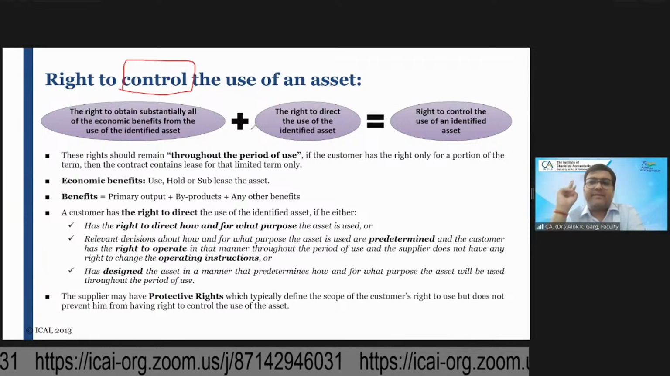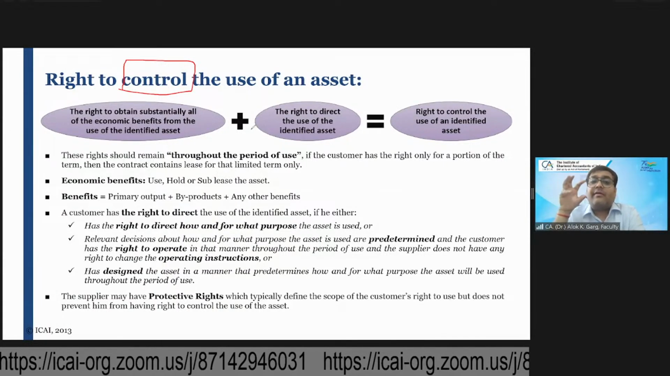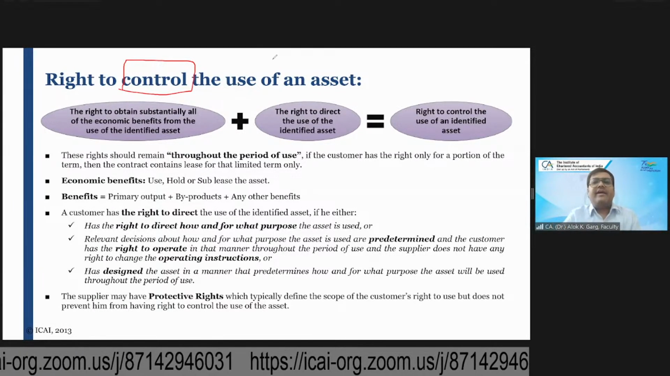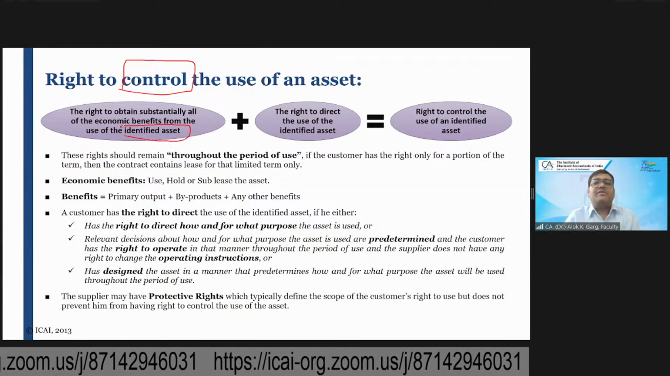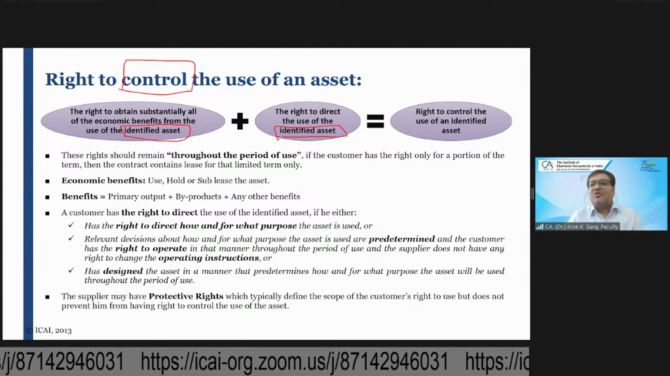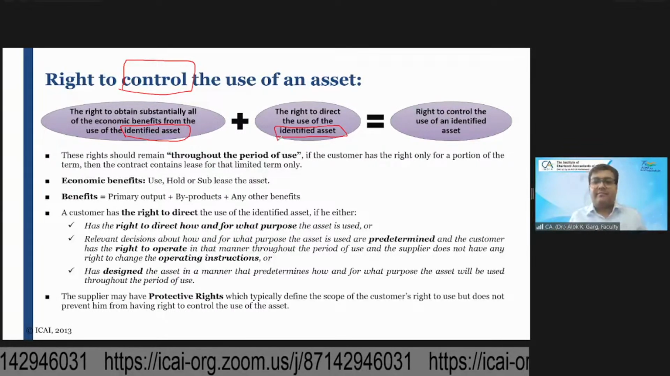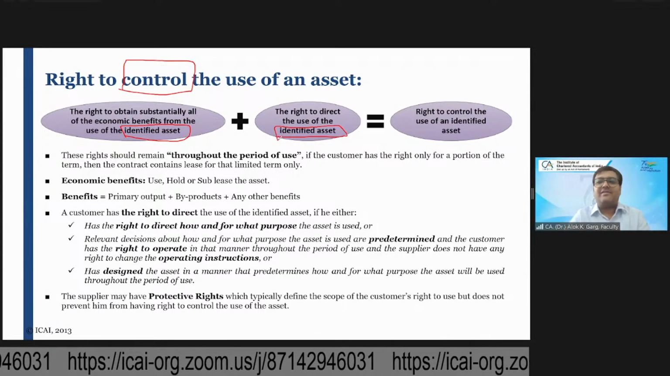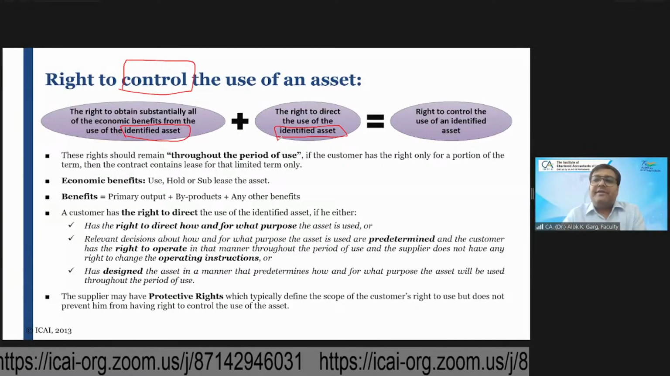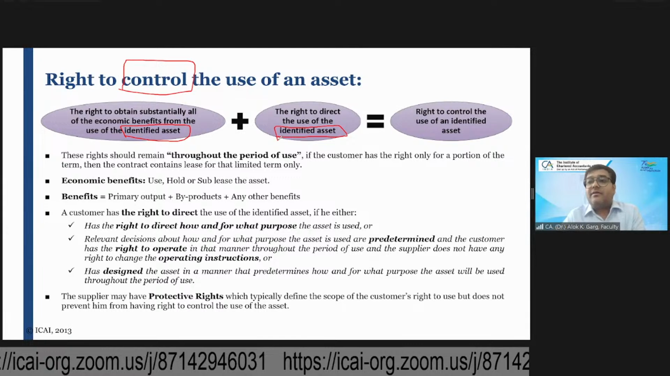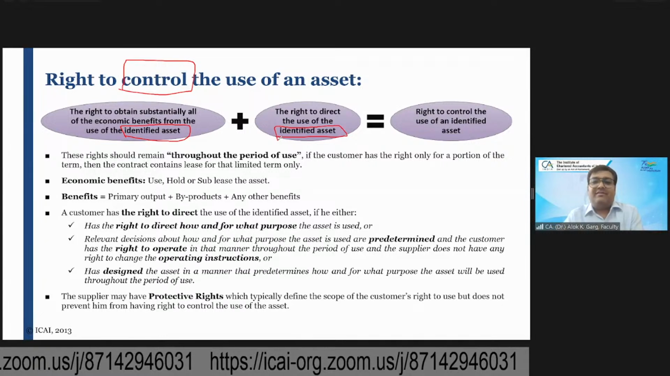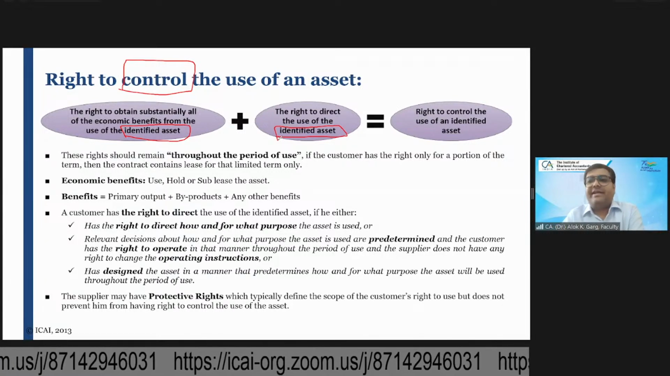So control comes from two aspects. Number one, right to obtain substantially all of the economic benefit from using the identified asset. See, everywhere the word asset has not been used, the word identified asset has been used. Means the first test is it has to be an identified asset. If it is not an identified asset, then it is not an asset to be covered under Ind AS 116. Okay. So for identifying control of the use of an asset, number one, the lessee should receive substantially all of the economic benefit which is arising from the use of the identified asset.